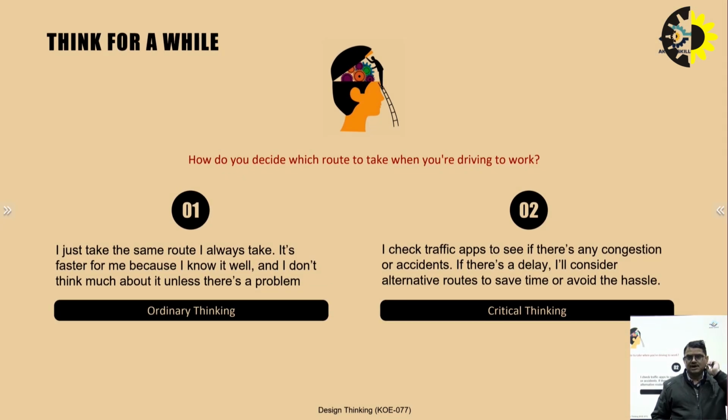If we have to discriminate between critical thinking and the ordinary way of thinking, for that purpose I have a question on the screen. How do you decide which route to take when you are driving to work? There may be two possible answers. The first answer represents the ordinary way of thinking: I just take the same route I always take. It's faster for me because I know it well and I don't think much about it unless there is a problem.